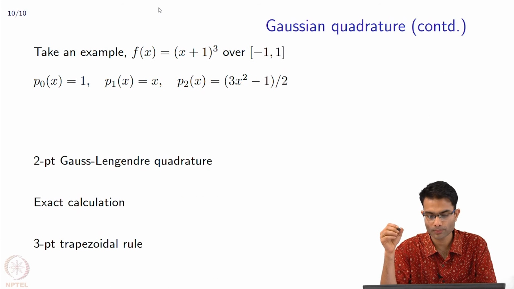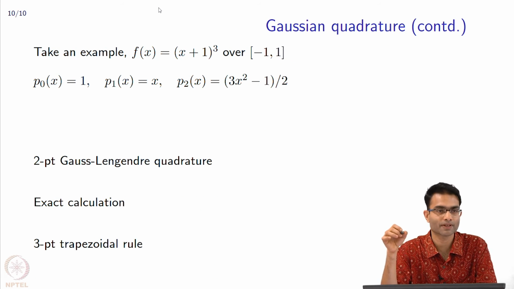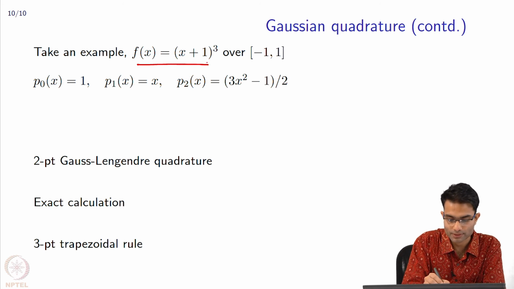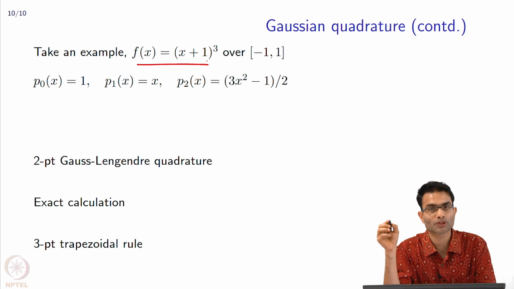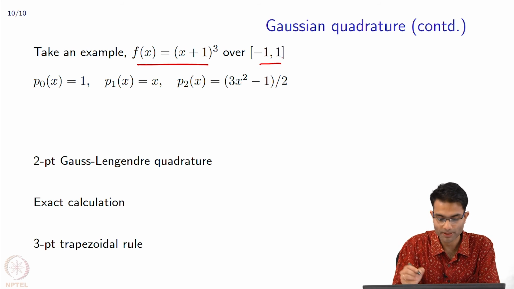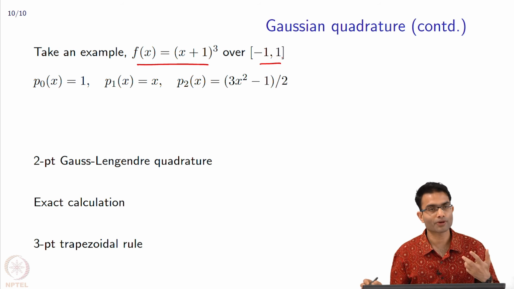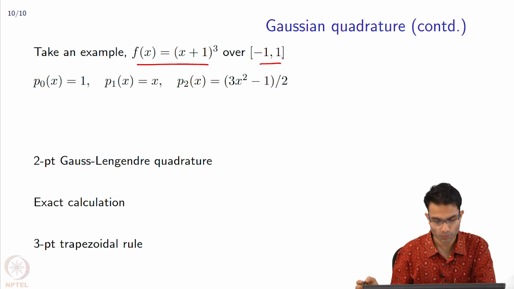To drive home the idea of Gaussian quadrature that we have studied so far, we will take a simple example, and the example that I have taken is the function f(x) equal to (x plus 1) cubed and the interval is minus 1 to 1. Okay. So, the choice of how many quadrature points I want is up to me.